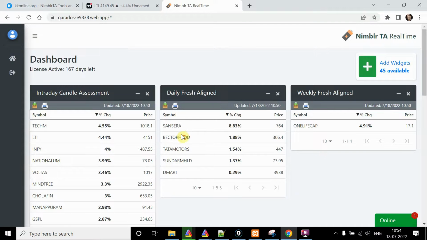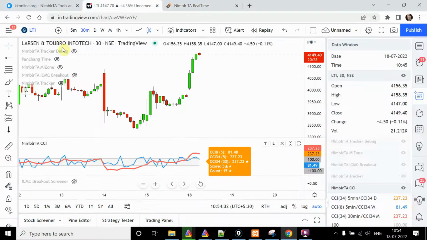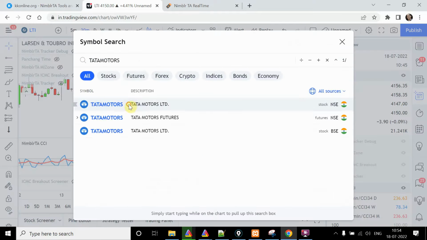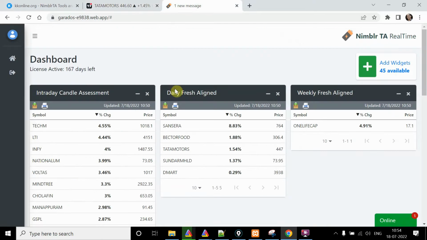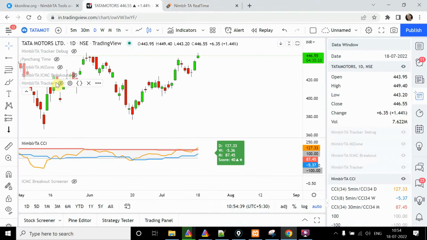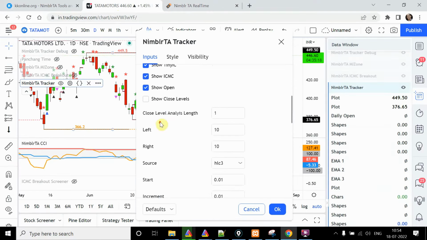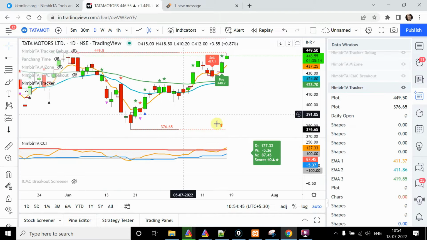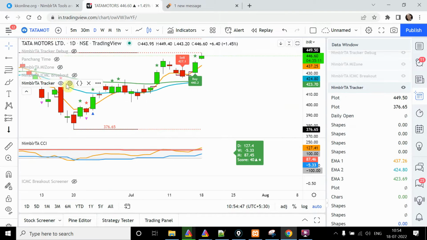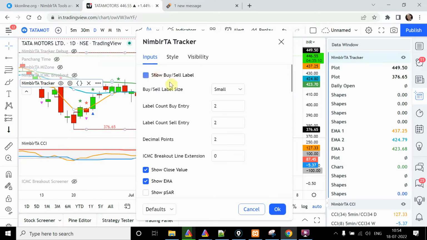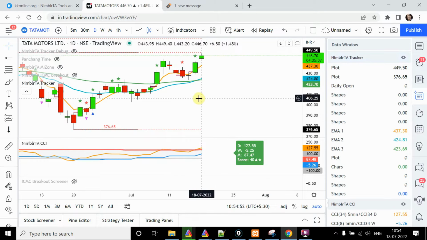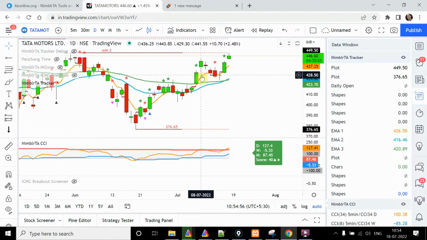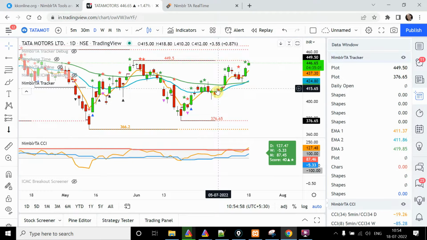So, over here, we can take Tata Motors. It is getting freshly aligned, right? And I'm on a daily time frame based on this, and I enable the tracker, I enable the EMAs on the tracker, and I would be able to see how the EMAs are actually getting aligned for the first time over here. So orange, blue, green. This is a fresh alignment of EMAs as per NimblrTA concept.